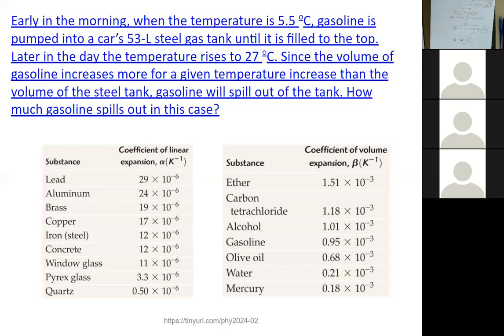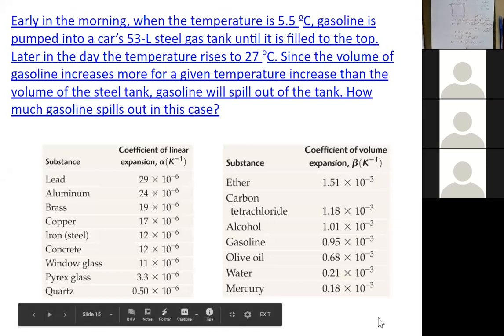In this case, you're doing something similar to this one, but three-dimensionally. The tank will expand less than the gasoline. So you want to see how much the volume of the gasoline changes, and also how much the volume of the tank changes. The difference between the two expansions will be your spill of gasoline out of the tank. I'll let you try to figure this out in a few minutes, then we can look at the solution together.